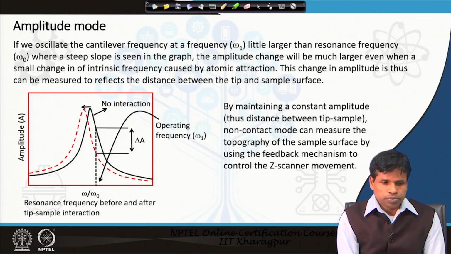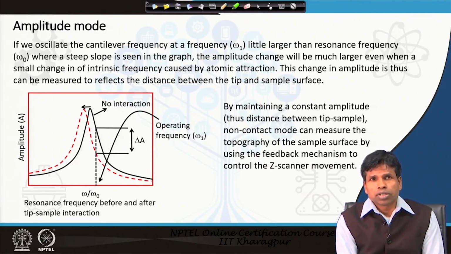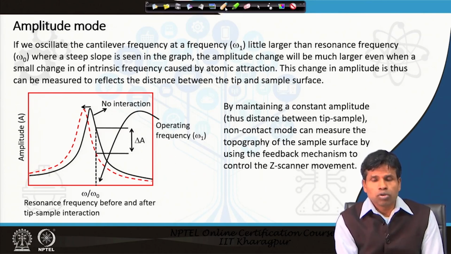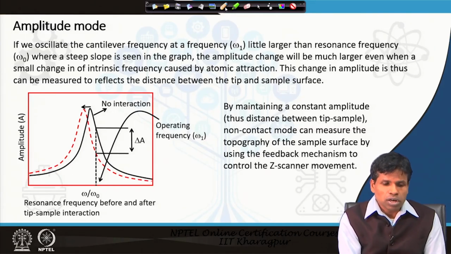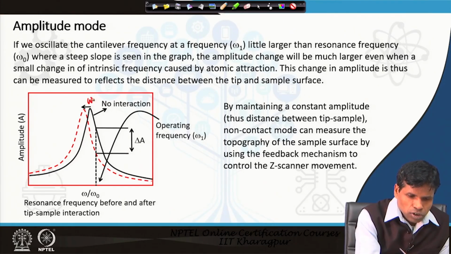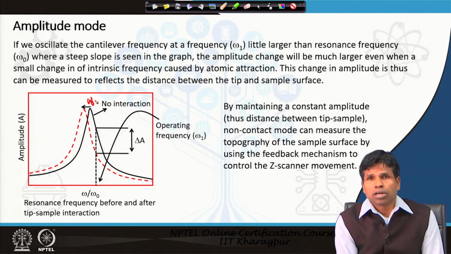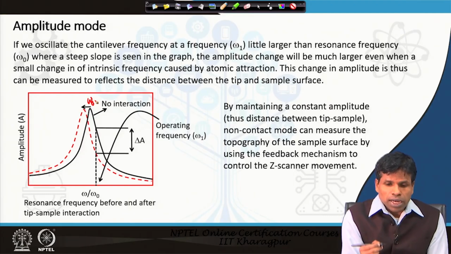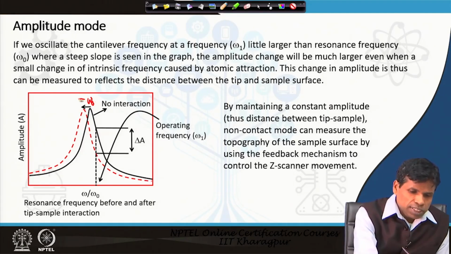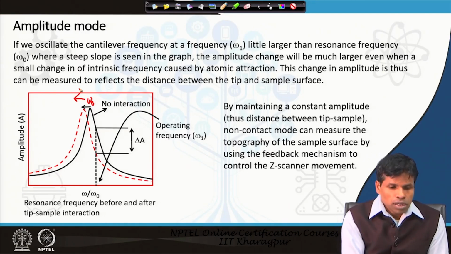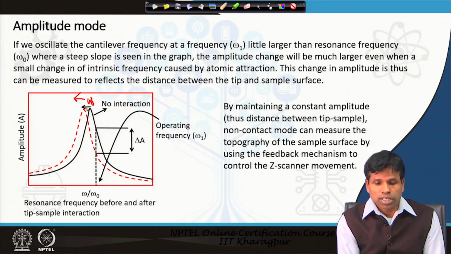Another is amplitude mode. Amplitude mode is nothing but measuring the amplitude. As we have discussed, we oscillate the cantilever at a particular frequency, mostly at the resonance frequency of the cantilever. Let us say that frequency is omega naught, the resonance frequency of the free cantilever. Now, due to the attractive force, the intrinsic frequency shifts to a lower frequency. We measure this frequency shift in the non-contact mode.